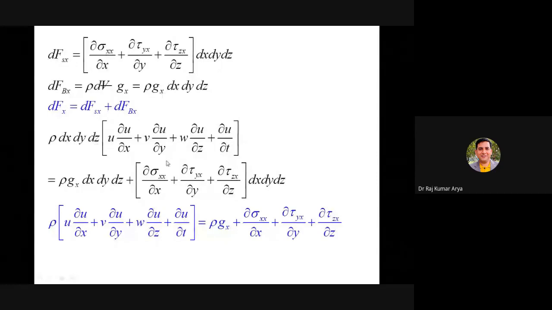This is your right side, the total force which you are calculating from here and from body force. So if you substitute that, finally you get this equation: rho times u del u upon del x, v del u upon del y, w del u upon del z, plus del u upon del t, equal to rho gx plus del sigma x upon del x, del tau yx upon del y, del tau zx upon del z. So this is your force balance in direction x.